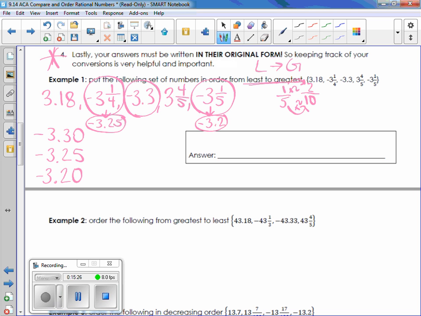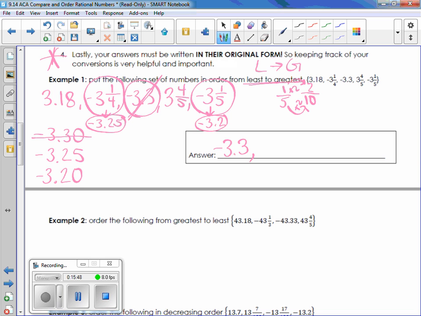Negative 3 and the 30. So negative 3.3. So I'm going to cross this out. And I check up here, and that's how it was in its original form, right, Dylan? Right. Okay. And now I'm going to cross it out from my original numbers. That way I know that I finished it, and I write that in my answer.